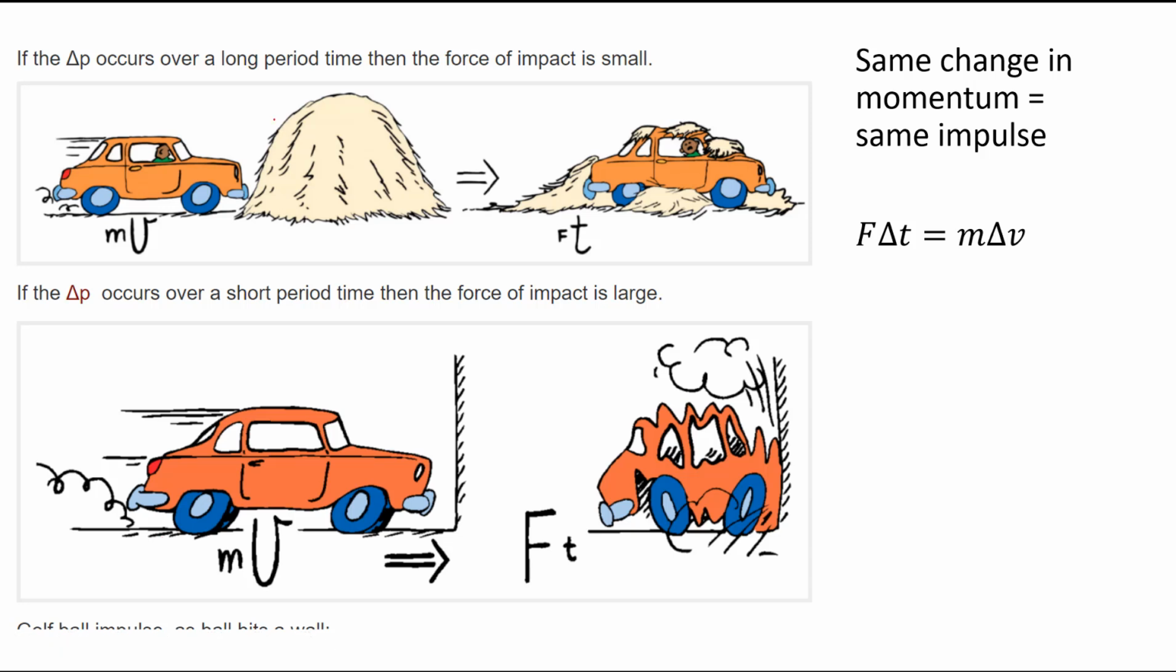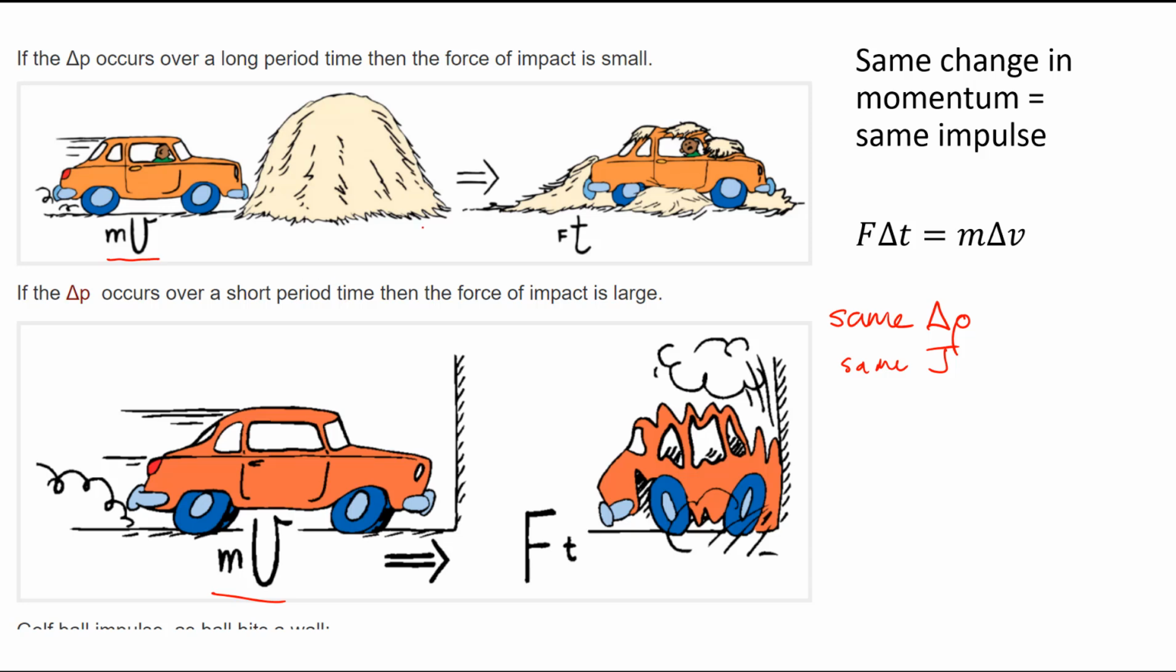So here's an example of two car accidents, one with a bale of hay, one with a wall. Notice that our initial mass, or the mass of the car, and the initial velocity are the same for both. So which is going to experience the greater change in momentum? Well, they both come to a stop, so the change in momentum is the same, delta P. Therefore, it's going to be the same impulse.